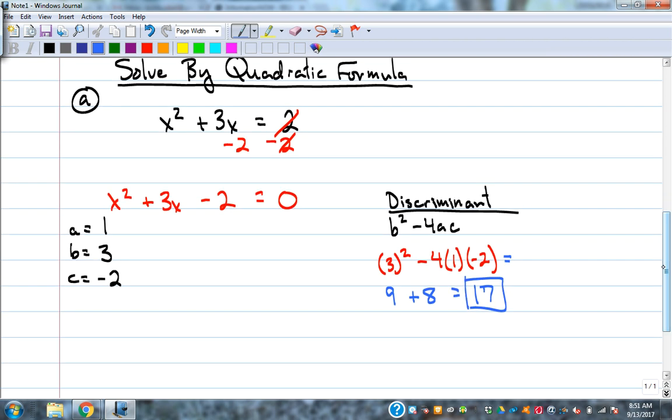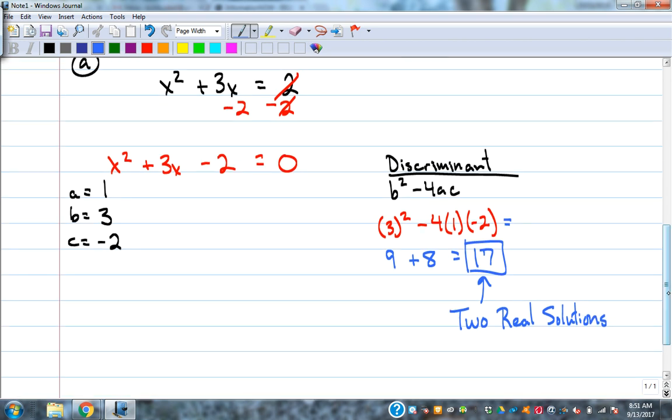That's what kind of number? Is it less than 0, equal to 0, or greater than 0? Greater than 0. It's a positive number. So that means that we have what kind of answers? 2 real solutions. 2 real solutions based on that.